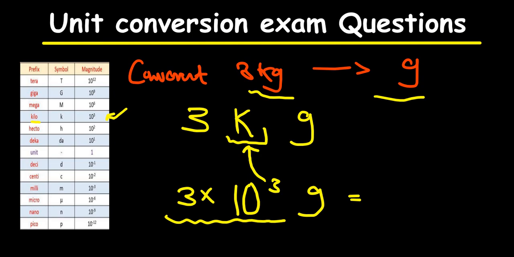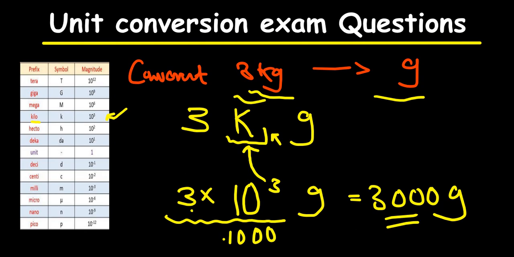Okay, so we are going to replace this k here with its value from the metric table, which is 10 to the power what? 3. And we know that 10 to the power 3 is just 1000. So 3 multiplied by 1000 will give you 3000 grams. So 3 kg is the same as what? 3000 grams. So we have used the direct conversion there. Any questions there before we do another example?